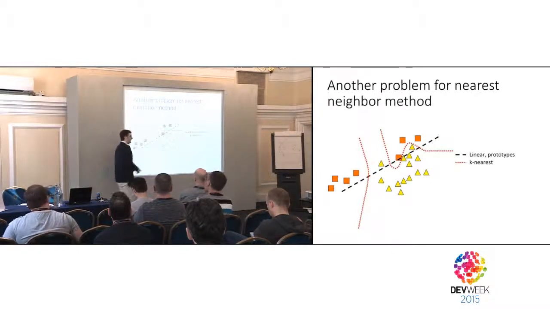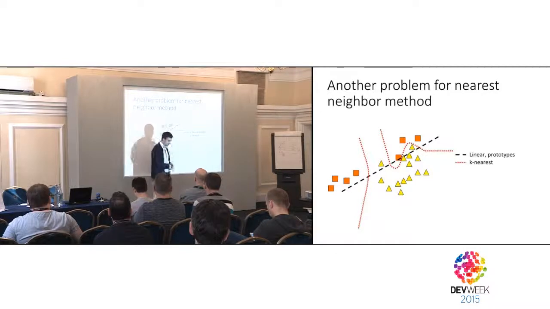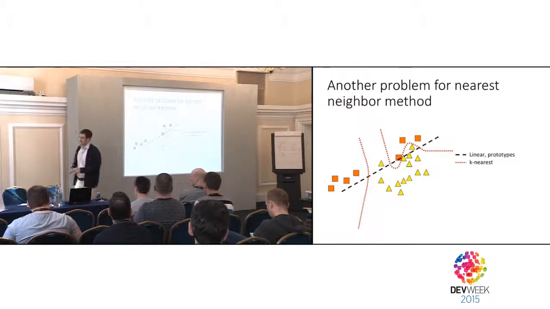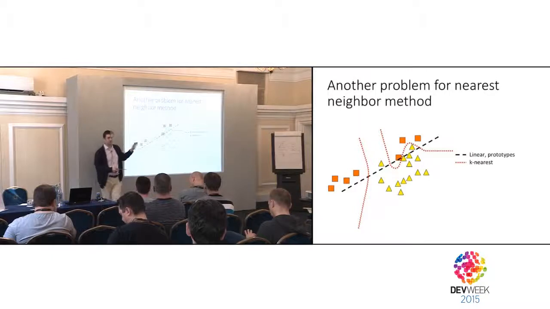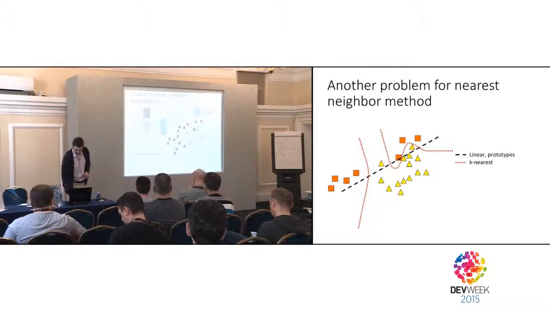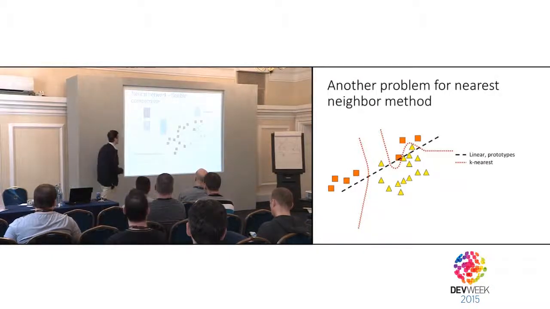So how to overcome this? And how to combine the power of linear decision rule, that it's adaptive, it works fast, it doesn't need training sequence, it can be implemented in hardware, with the power of non-linear decision boundaries that can be formed by nearest neighbor method. And the answer is neural network.